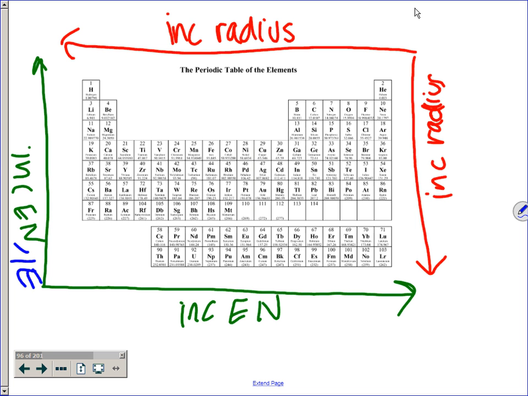It increases from left to right. Same as electronegativity, right? So I'm going to tack that on here. It's increasing from left to right. IE follows the same directional trend as electronegativity. CJ's group, next. You guys kind of have the wonky one, so I'll work with you here.